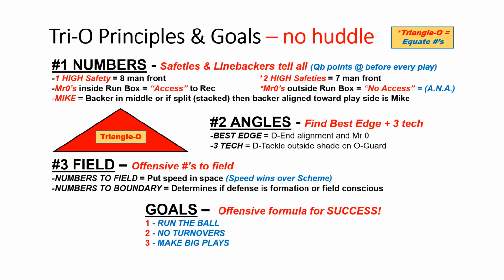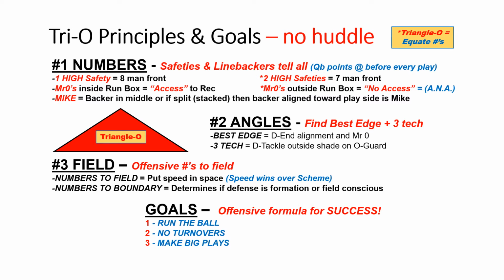All right, before we get going, we want to review again our Triangle O principles and goals out of the no huddle. Remember, the key to spread offensive systems using RPOs is to equate numbers. So number one, we want to check numbers all the time. The safeties and linebackers tell all, so I'd like the quarterback to actually point at those safeties to see if we've got one high safety or two high safeties. That really tells us if they have the possibility of an 8 or a 7-man run box. Then we want to check those outside hanging backers, which we call Mr. Zeros. That tells us again if we have access or no access to throw the ball. And then last, locate that Mike backer, which is key to our protection calls.